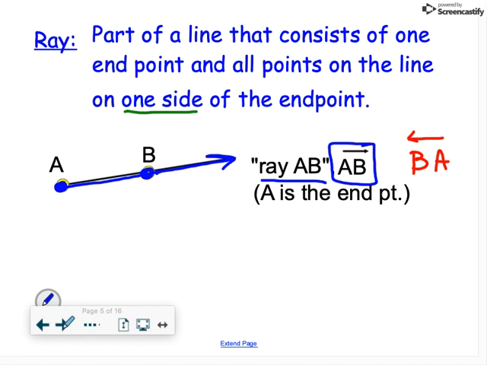Notice the order of the letters does matter. This is ray AB if you have the arrow going to the right. You could call it ray BA if you have the arrow going to the left. But what you cannot do is call this ray BA and have the arrow going to the right, because that is incorrect, right? Our ray does not start at B, it starts at A and goes out that way. So this is no good.